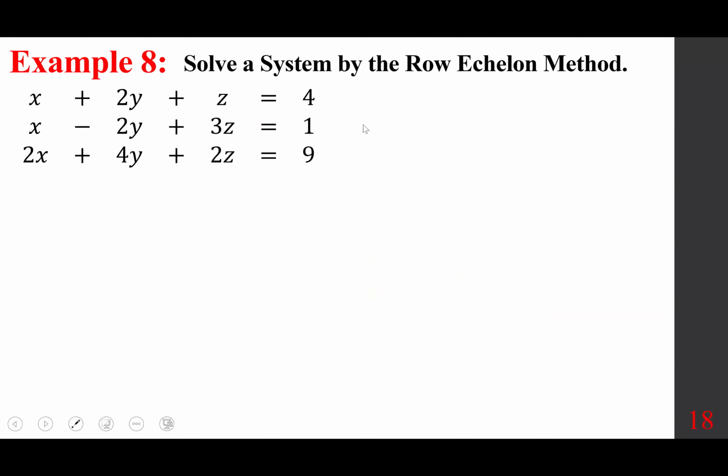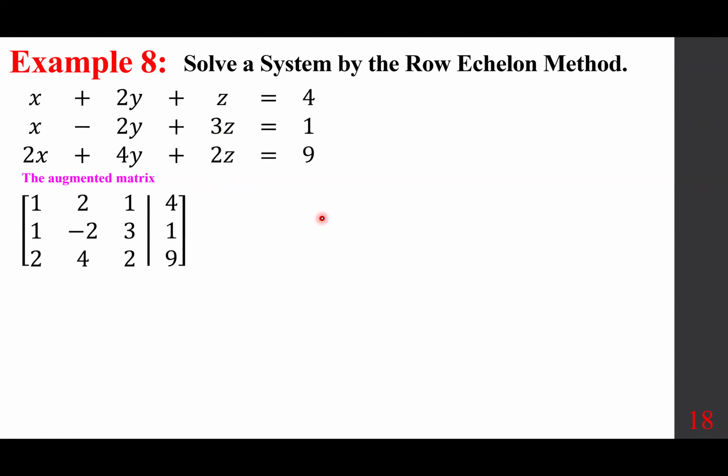Solve a system by the row echelon form, and we are going to go with the augmented matrix. Again, the X column 1, 1, 2, the Y column 2, 2, 4, the Z column 1, 3, 2, and the constant 4, 1, 9.